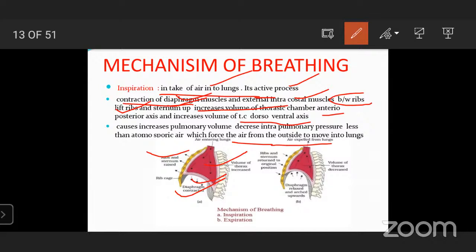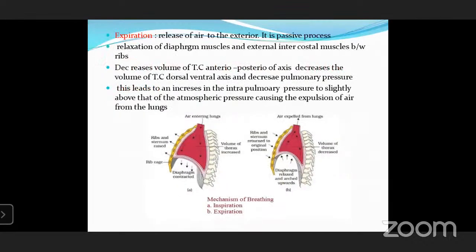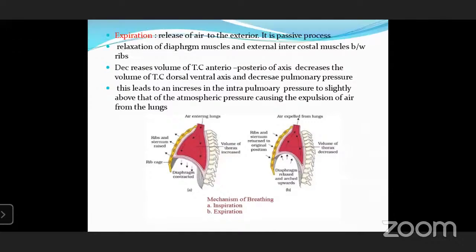So this is the inspiration, right? Whereas in the expiration, which is the most important, expiration is the release of air to the exterior, meaning to the atmosphere. It is a passive process. So here the very important point is that it is opposite to inspiration. In inspiration there is contraction, but here there is relaxation of the diaphragm muscles and external intercostal muscles.